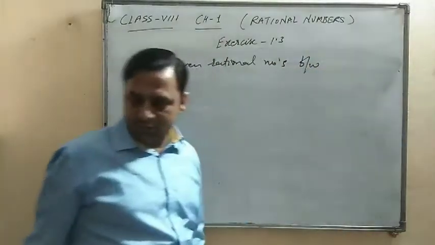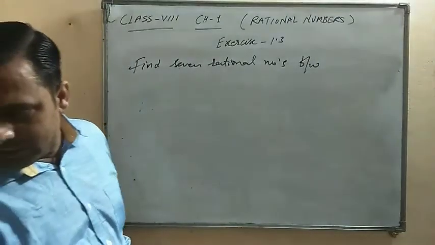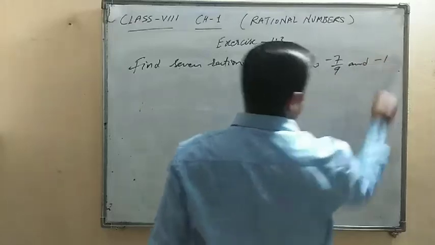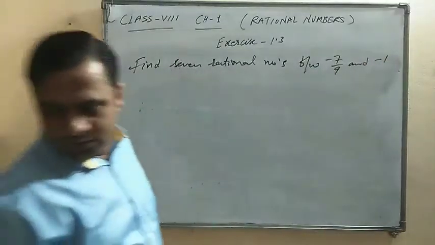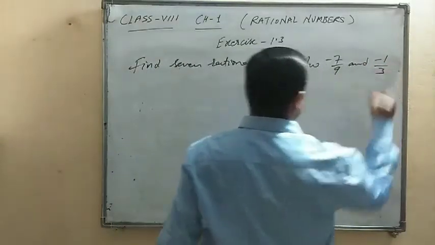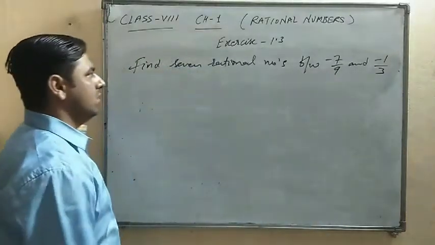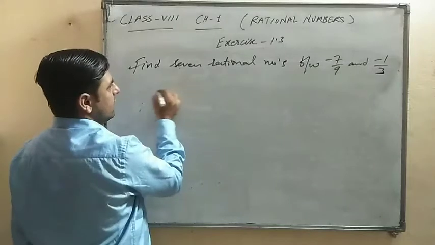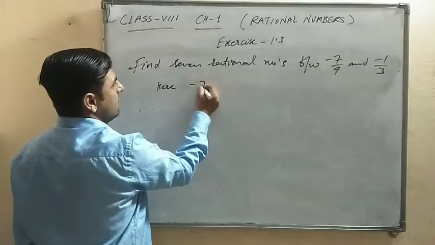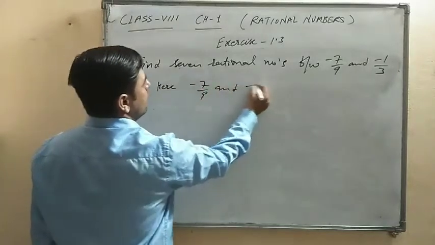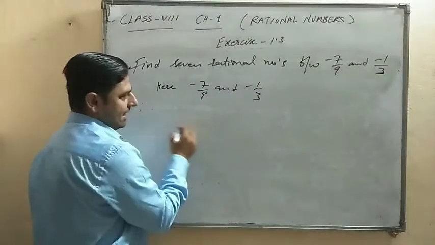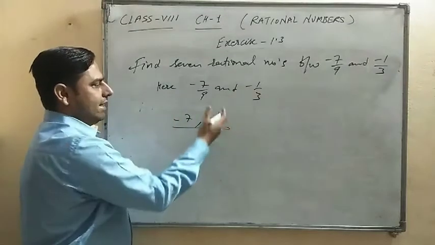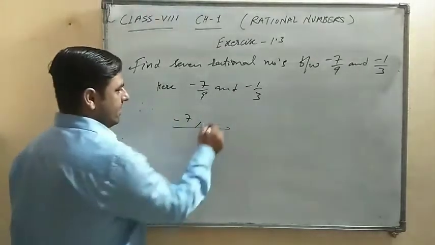between minus 7 by 9 and minus 1 upon 3. So now you can check firstly LCM of both numbers. So here numbers minus 7 and minus 1 upon 3. Its LCM is 9. So 9 by 9 minus 7, and here 9 by 3 3.